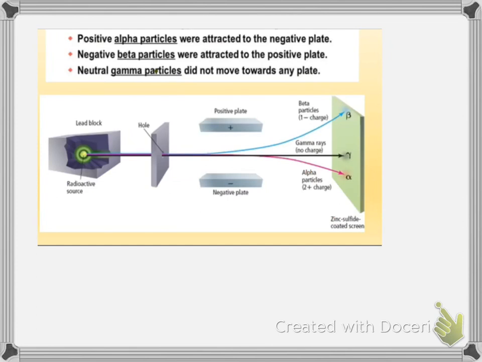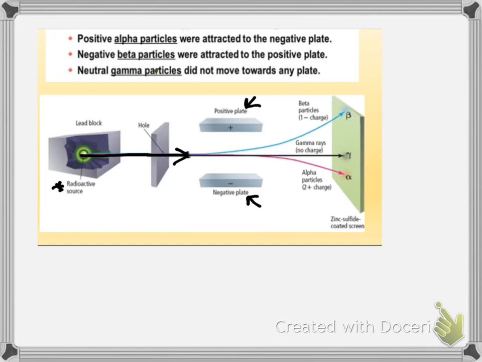Now let's look at how radiation behaves in an electric field. You can see here that there's a positive plate and here there's a negative plate, like in a battery. This is the radioactive source. This is where radiation is being emitted. This radiation is alpha, beta, and gamma. Now, one of the radiations goes up, one of them goes down, and one of them stays straight. Which one do you think is alpha, beta, or gamma?